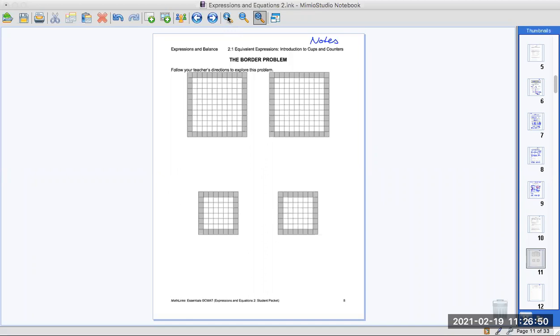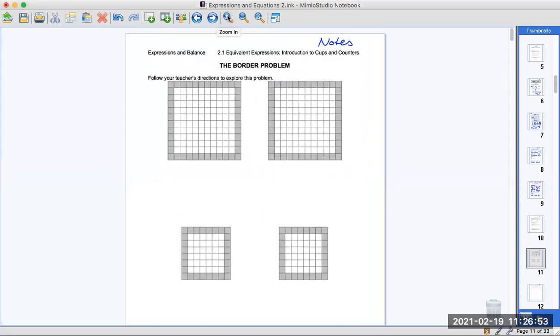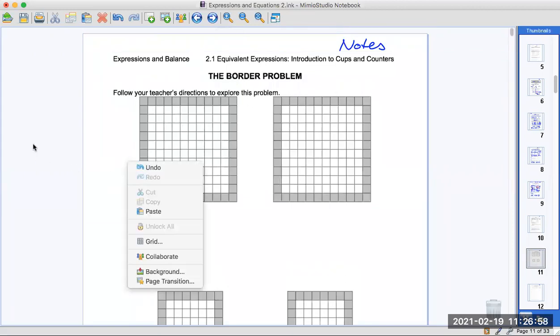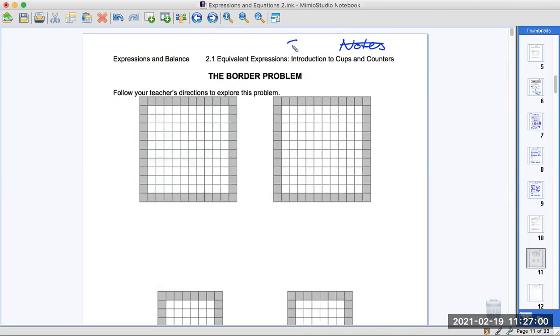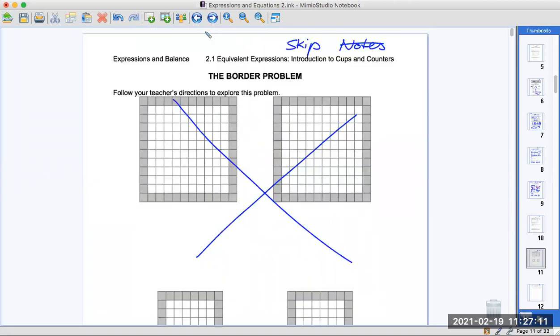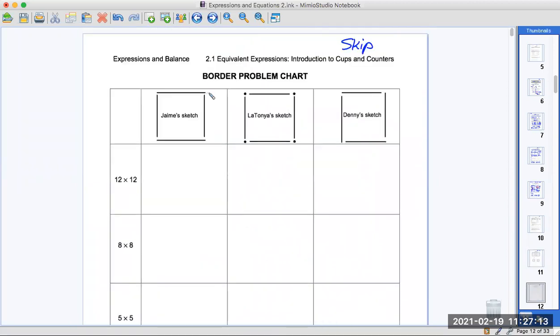Last lesson, I said we're going to do this together, but I changed my mind. We're going to skip this page. So when we skip, you can cross it out. So that's page 8. Okay, make sure you're on the right page. And then we're also skipping this page, page 9. And then page 10, skipping that as well.